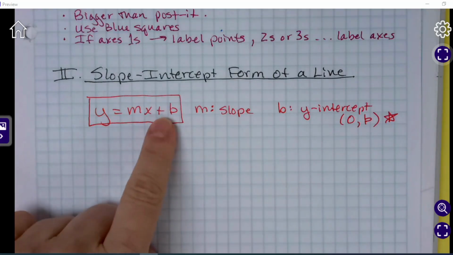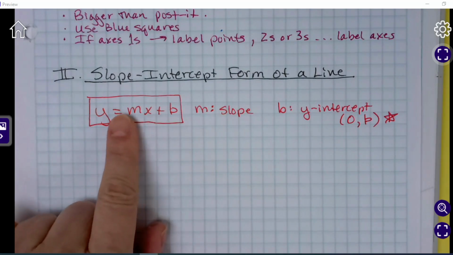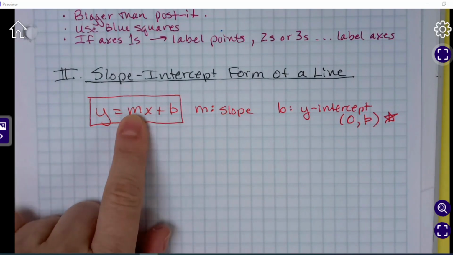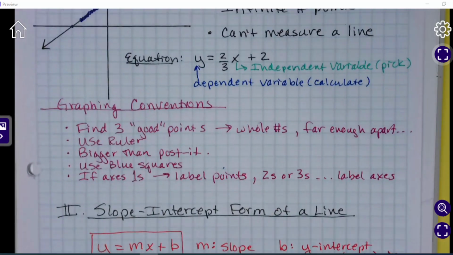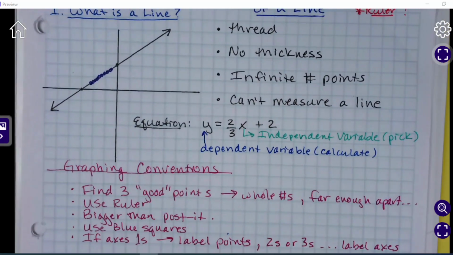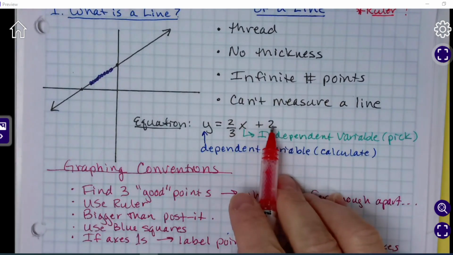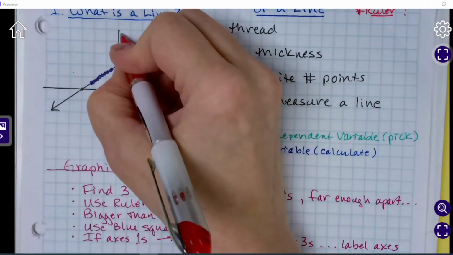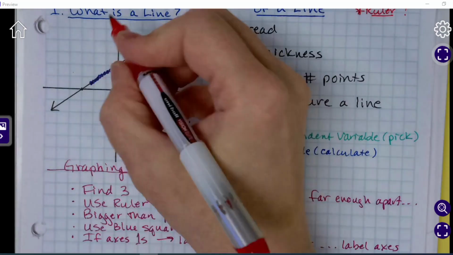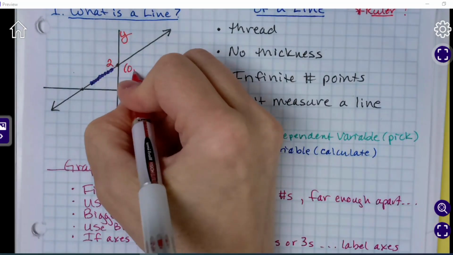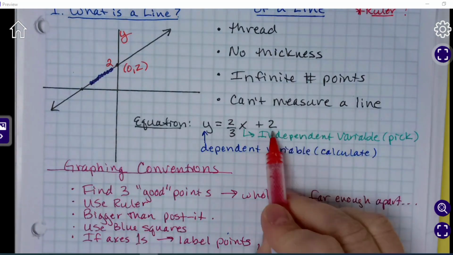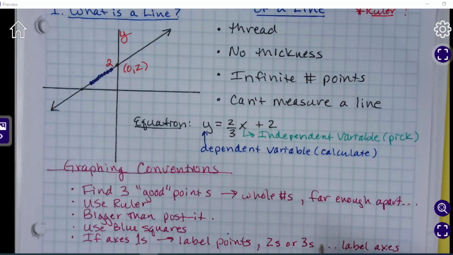So the b is the number. The slope is what's attached to the x, does not include the x. So just looking back at our little sketchy graph, this was 2/3 x plus 2. 2 is the y-intercept. Here's your y-axis, and this is the number 2. So that point is 0, 2 because the y-intercept is 2.